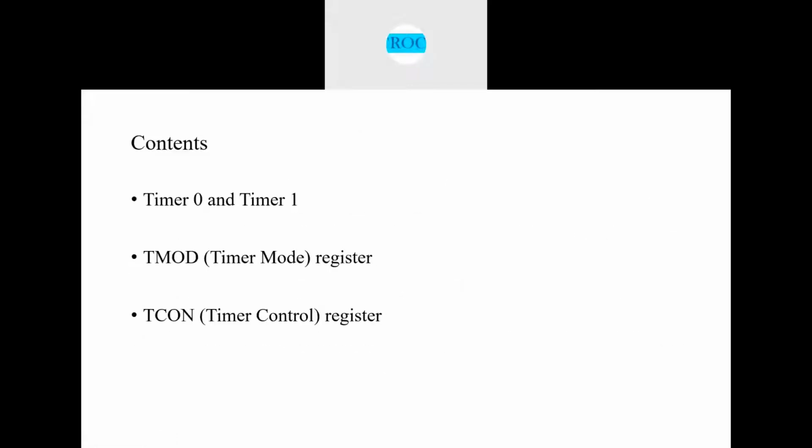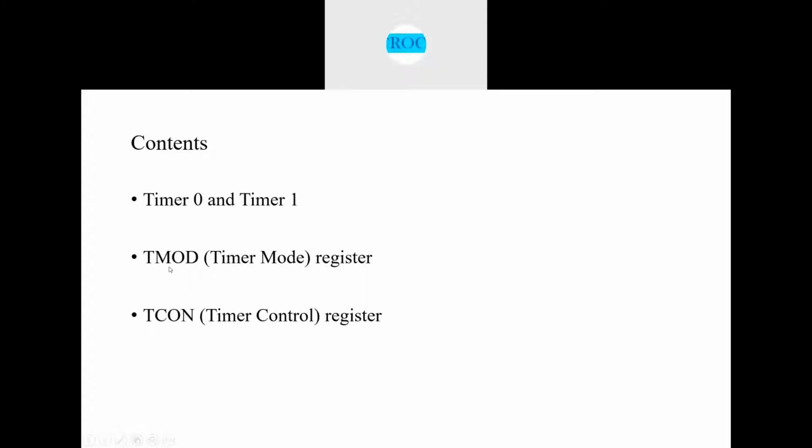I introduced the two timers, timer 0 and timer 1. Both these timers are 16-bit registers, each comprised of two 8-bit registers: TH0, TH1, TL0 and TL1, the higher byte and lower byte registers. And in order to support the working of timer 0 and timer 1, we use two SFRs.